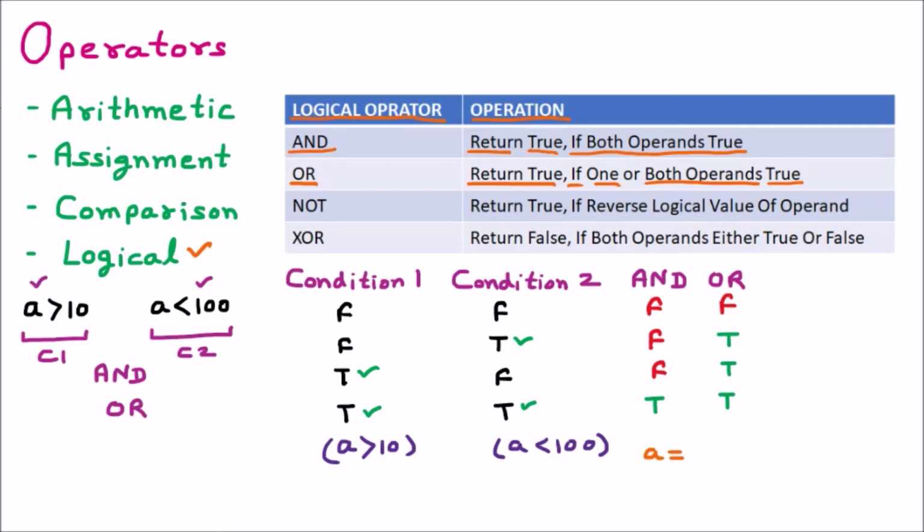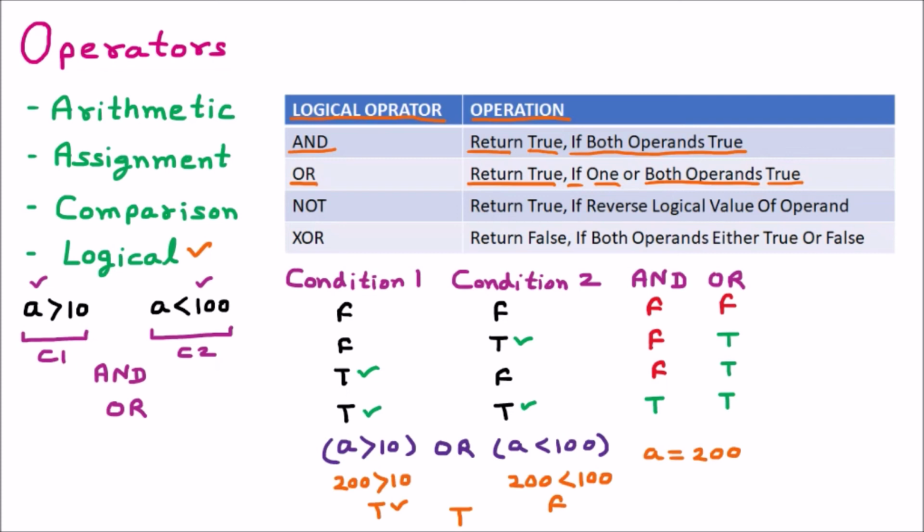Let's say I am completing this condition here: first condition OR second condition. Let's assume that the value of A is 200. Now the value of A, 200, is greater than 10, so this condition is true. Or the value of A, which is 200, is less than 100. We know that this condition is false, but at least one condition is true, so the cumulative result will be true. So this is how OR can be applied.